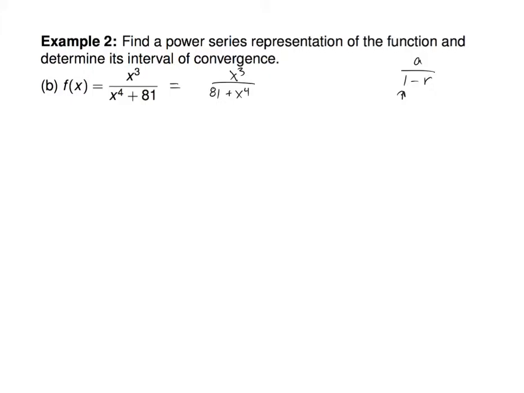No, let's talk about minus a negative. Yep, minus a negative, and then we also have to divide by something to make the 81 into a 1, right? Just divide by 81. So you have x cubed over 81 over 1 minus negative x to the 4th over 81. Do you buy that? Okay.